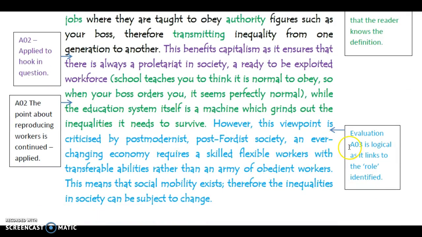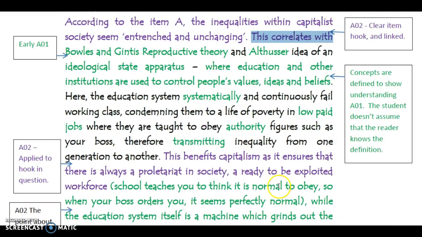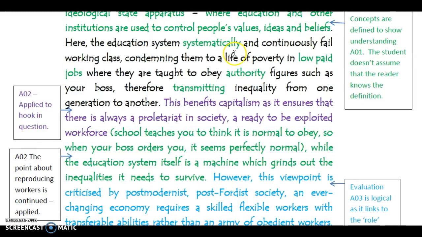Okay, so the student has explained it pretty well. And then we've got the analysis and evaluation. So here the student says, however, this viewpoint is criticised by postmodernists, as in a post-Fordist society with an ever-changing economy, it requires skilled, flexible workers rather than an army of obedient workers, meaning that social mobility exists and the inequalities are subject to change. So it's criticising that point that has been made, entrenched and unchanging.